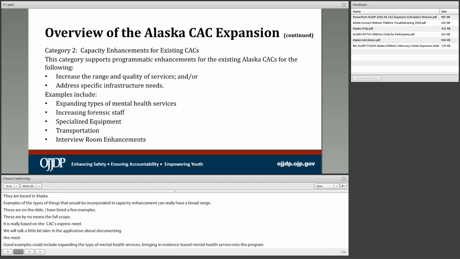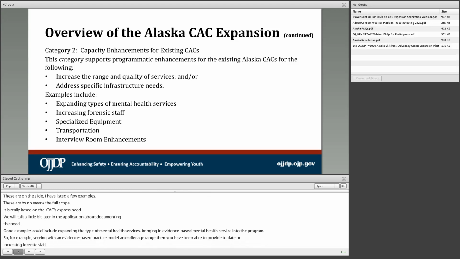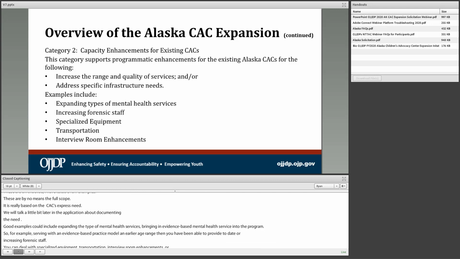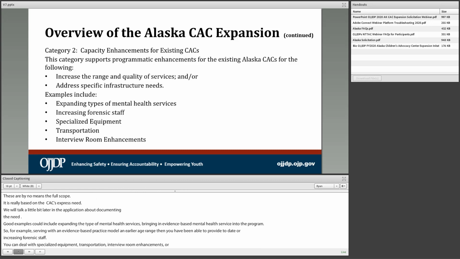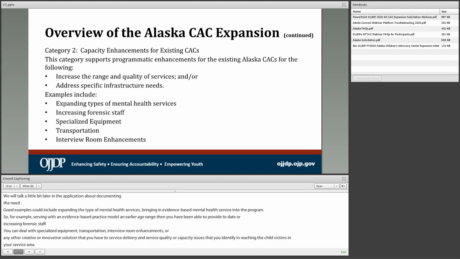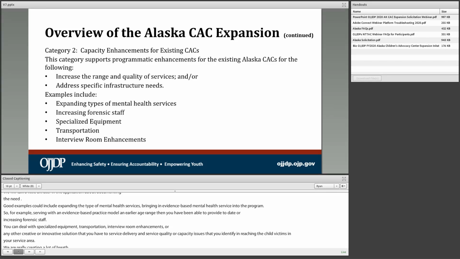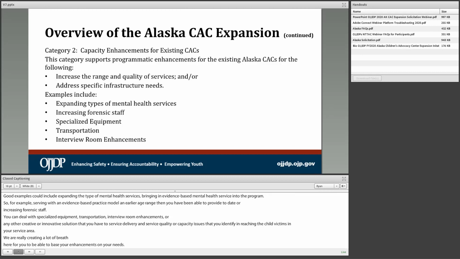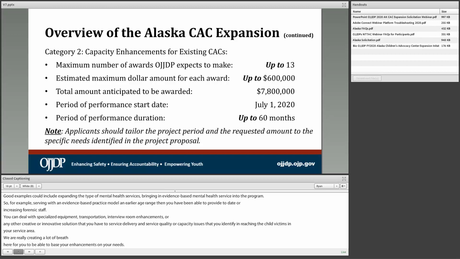to provide to date, or increasing forensic staff, specialized equipment, transportation, interview room enhancements, or any other creative or innovative solution that you have to service delivery and service quality or capacity issues that you identify in reaching the child victims in your service area. So we were really creating a lot of breadth here for you to be able to base your enhancements on your needs. So we really want you to tell us your needs. I'll also talk about some flexibility related to the timelines here, I think on the next slide.